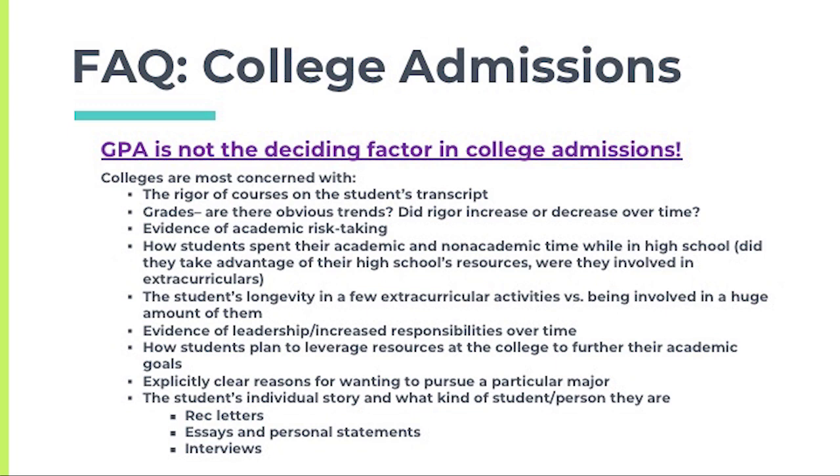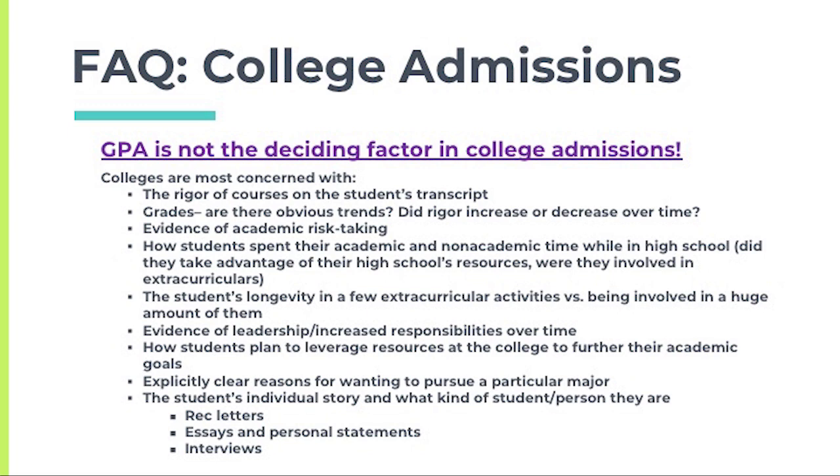There's all sorts of reasons why rigor would decrease. They want to see evidence of academic risk-taking. Did you take a class that you knew would challenge you and then stick it out in that class even when it got hard? Right now I'm thinking about one of my seniors who did not have to take AP BC Calculus in 12th grade, but took it because he wanted to see if he could do it. And he's doing great in there, but that was a totally unnecessary class that he took just for fun.